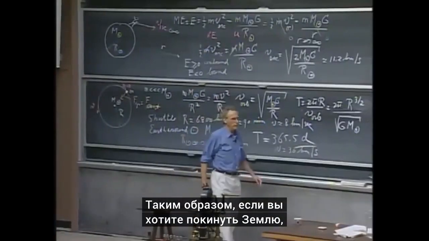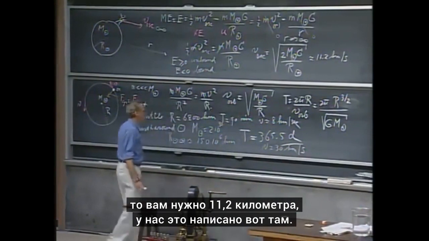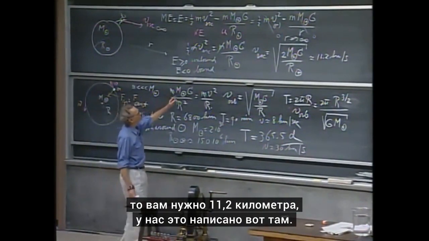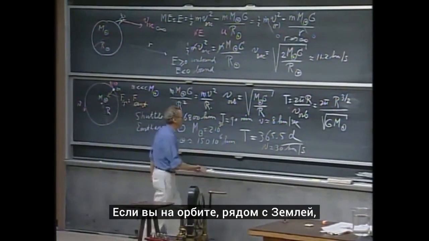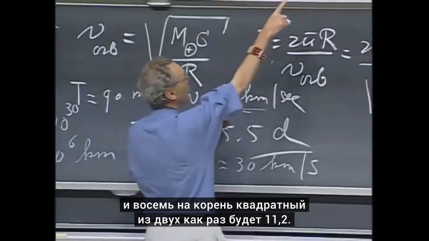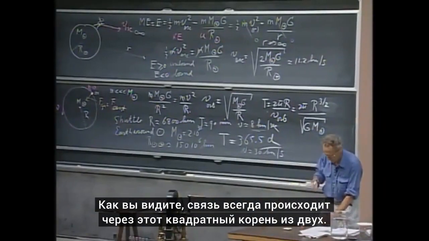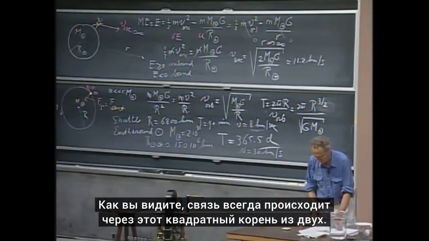And so if you wanted to escape from the Earth, then you need 11.2 kilometers per second. If you are near Earth in orbit, you are at 8 kilometers per second, and 8 times the square root of 2 is exactly that 11.2. So you see the connection is always through this square root of 2.